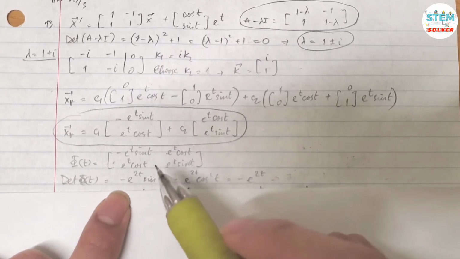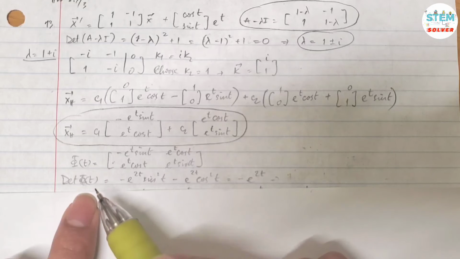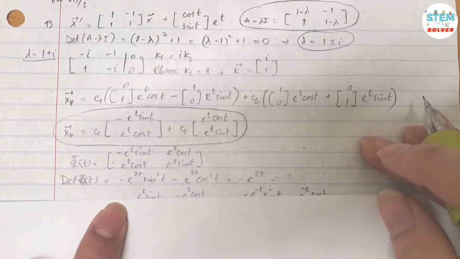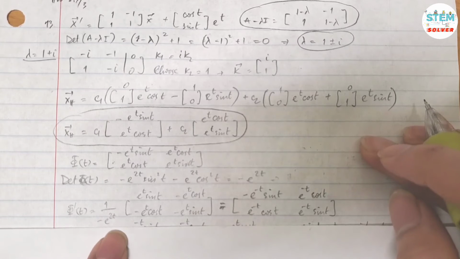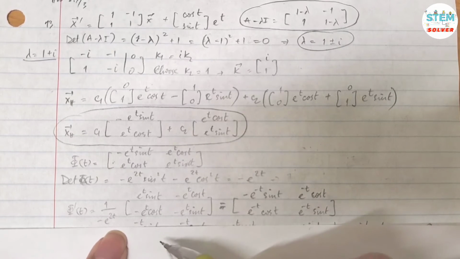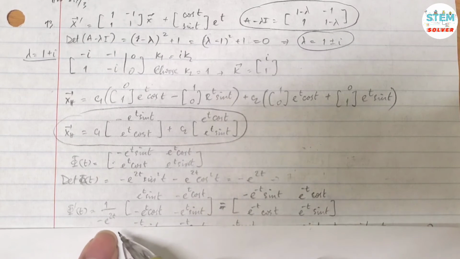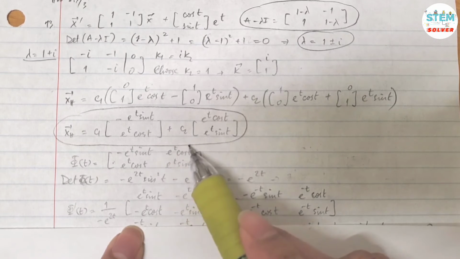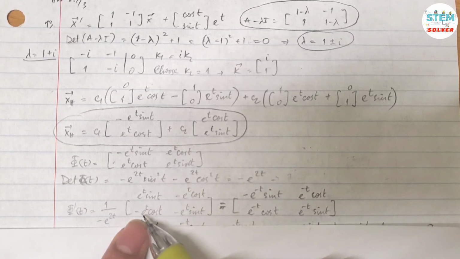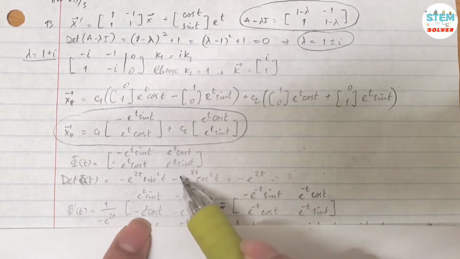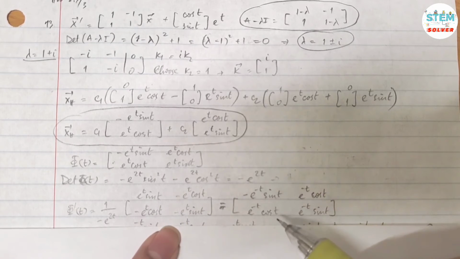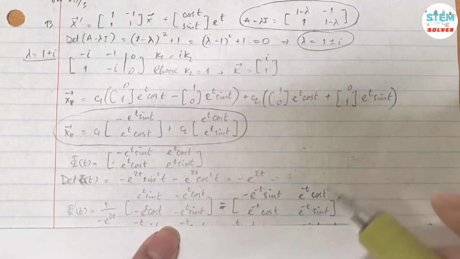After you do that, you find the determinant of phi of t. That gives you negative e to the 2t. Then you need to find its inverse. That is equal to 1 over the determinant times this matrix. For the upward diagonal, you are going to multiply by negative 1. For the downward diagonal, you switch their positions, bring this up, bring this down. It gives you this matrix.